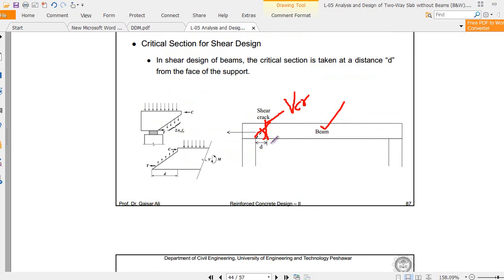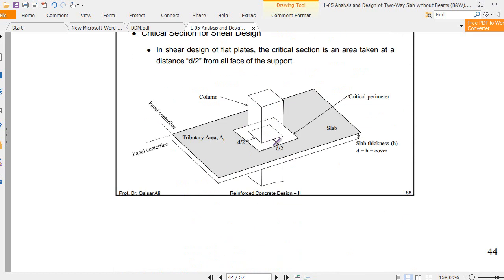Remember, this is the tributary area for the column, which exerts shear, Vu. We will discuss it later, but remember this area is important. This is the critical area, and we have to determine it. This is known as Ar, and we must determine it.